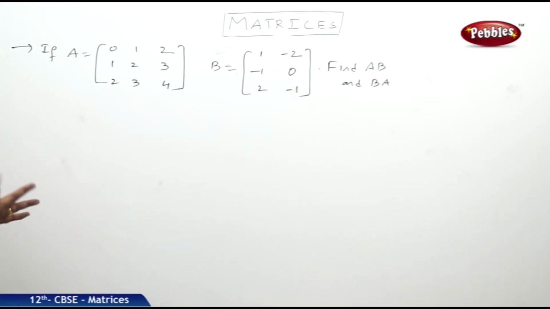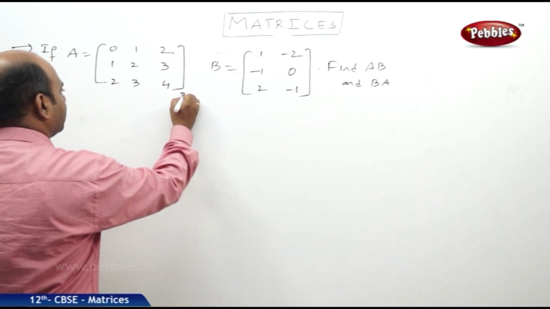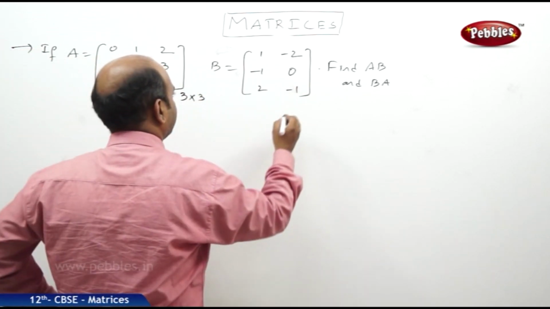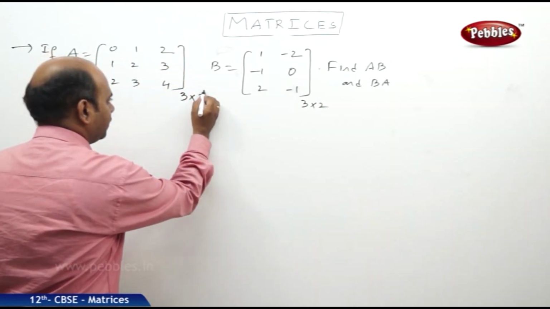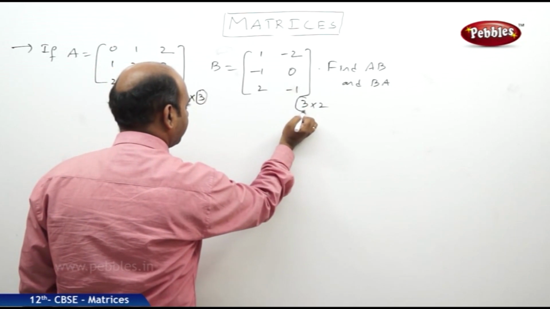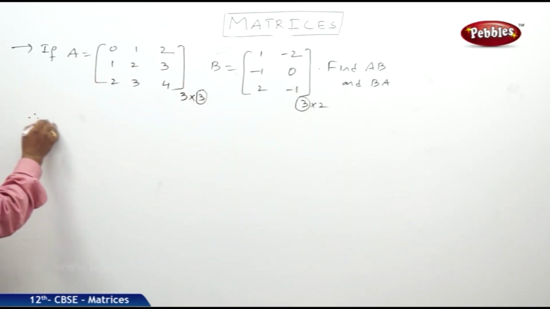Capital A is equal to [0, 1, 2; 1, 2, 3; 2, 3, 4]. Capital B is equal to [1, -2; -1, 0; 2, -1]. So what is the order of this matrix? The order of this matrix is 3 by 3. And what is the order of this matrix? It is 3 by 2. If you observe carefully, the number of columns in the first matrix is equal to the number of rows in the second matrix. So we can multiply AB.